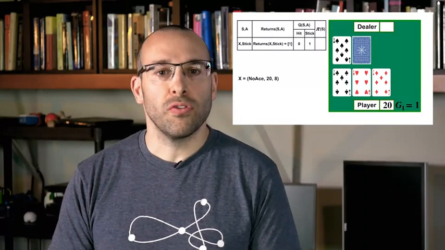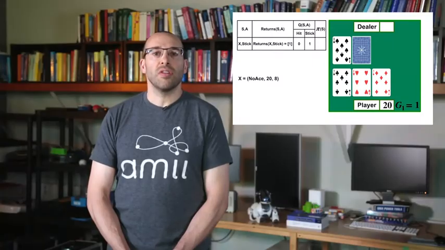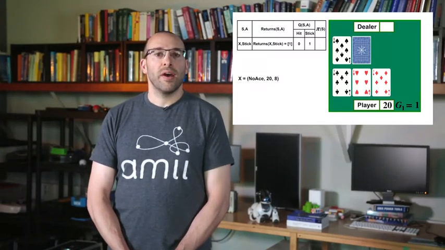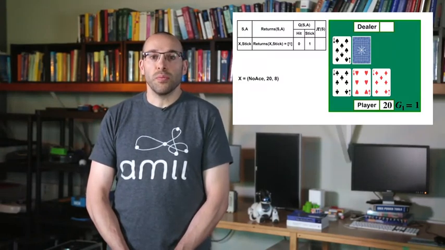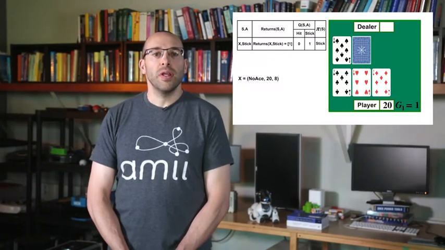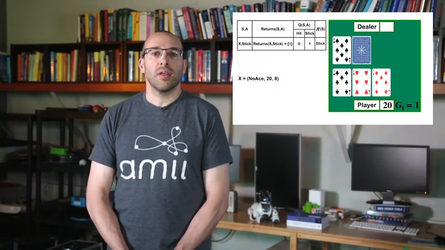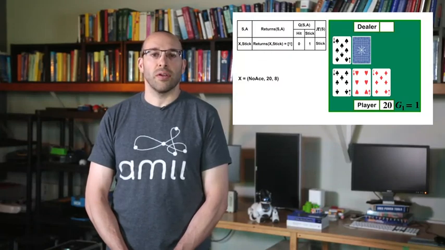Let's look at the value of the two actions in this state. The agent never tried the hit action, so its value is 0. The value of the stick action is 1. We just computed that. So the greedy action with respect to Q in this state is to stick. It has the highest estimated value.